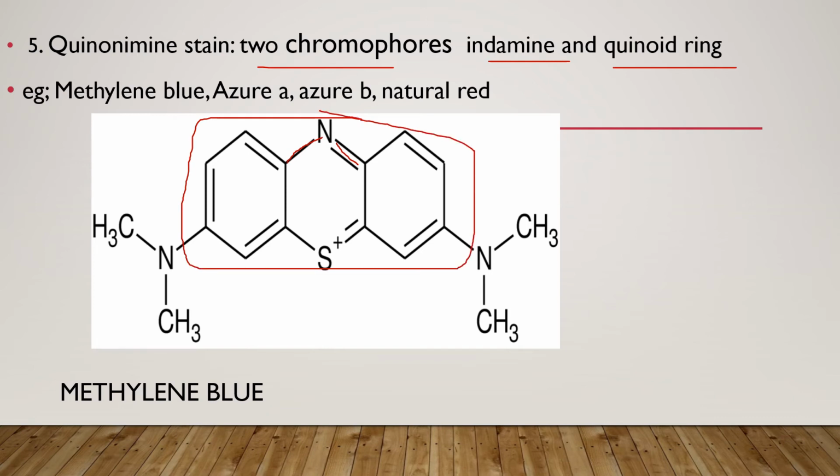Okay, the middle structure having double bonds like we have studied there. So such type of stains having two chromophores, like here we have endamine and we also have quinoid ring. Such stains are called quinonimine, and we have examples as methylene blue, azure A, azure B, natural red, and this is your structure for methylene blue.